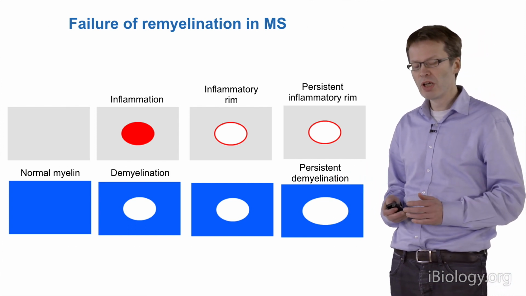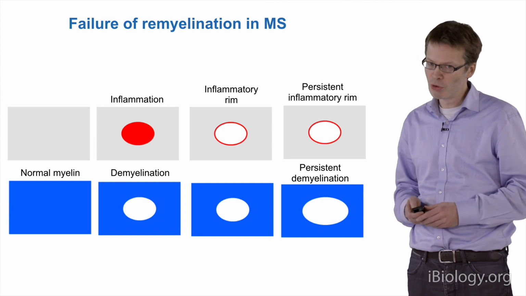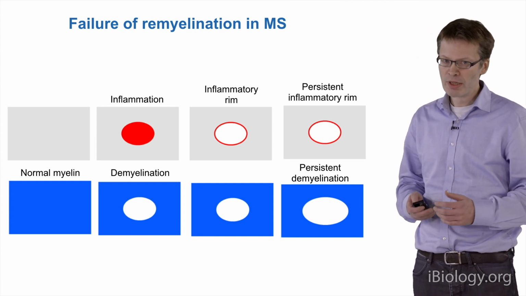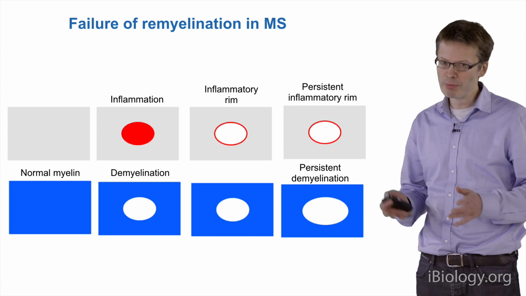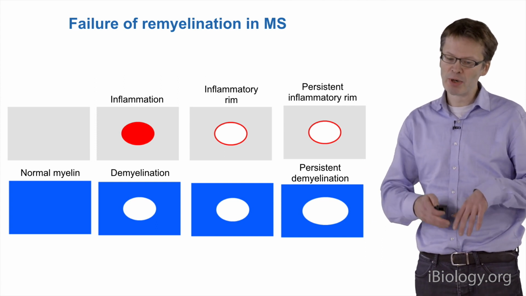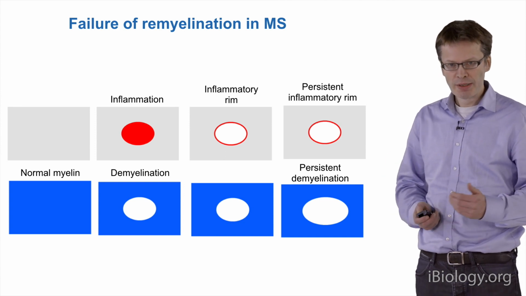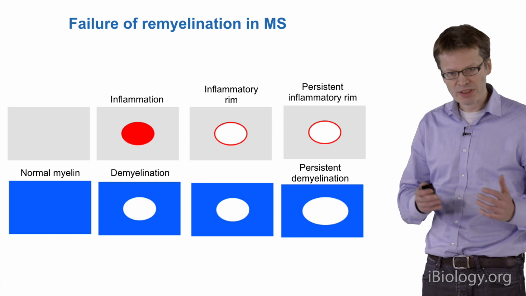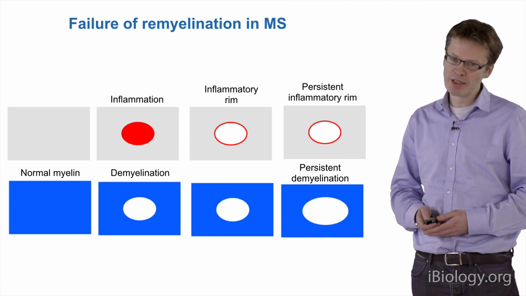So in the upper row, you see in red the immune cells that are forming this acute lesion. Now, some of these immune cells will resolve and there will be a rim that can be seen in MRI as a paramagnetic rim, immune cells at the edges. Now, if this rim persists, then it correlates with poor recovery, so with no remyelination.